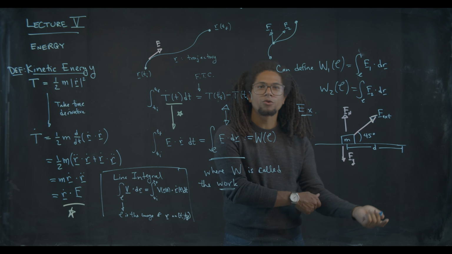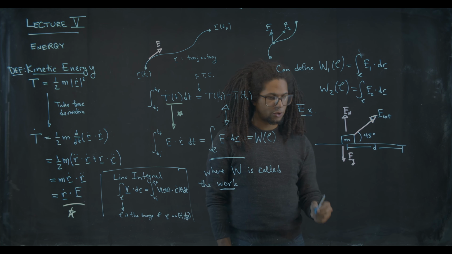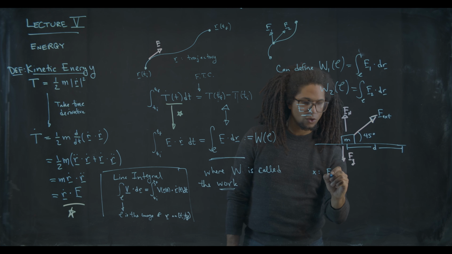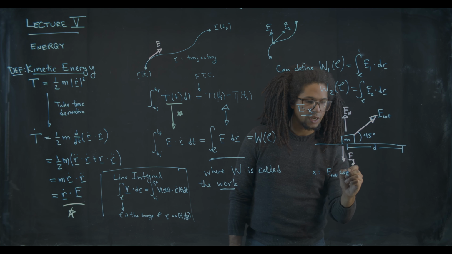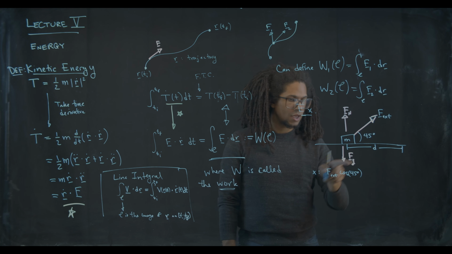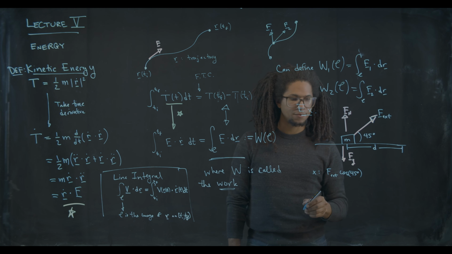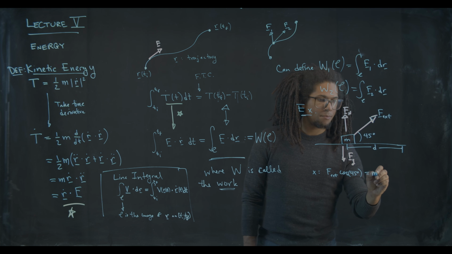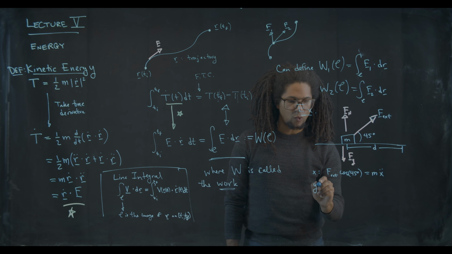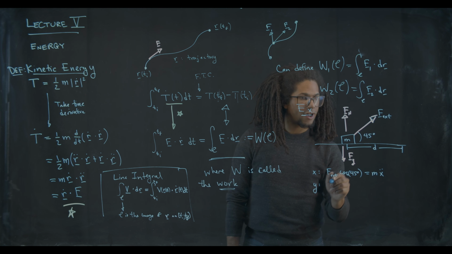If I sort of go through my forces in both directions, in the x direction, well, I have F external times the cosine of 45 degrees in the positive x, and that's it. So that's going to equal m x double dot.